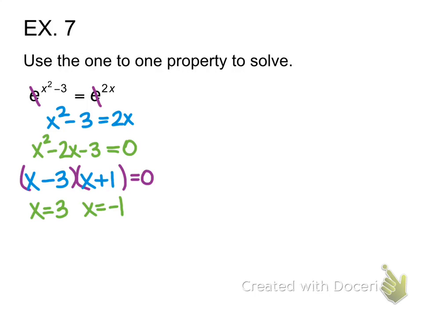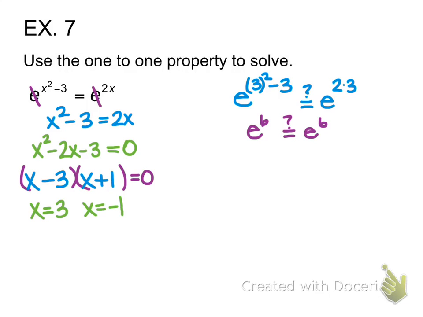So I need to plug both of these back in one at a time and find out if one or both of them are solutions, or possibly neither of them are solutions. So let's start with 3. So if I do e to the 3 squared minus 3, I want to know, is that equal to e raised to the 2 times 3 power? So on the left-hand side, 3 squared minus 3 is going to be 6. So e to the 6, is that equal to e to the 6th? Well, yes. Some number raised to the 6th power is the same as that same number raised to the 6th power. So that is true.